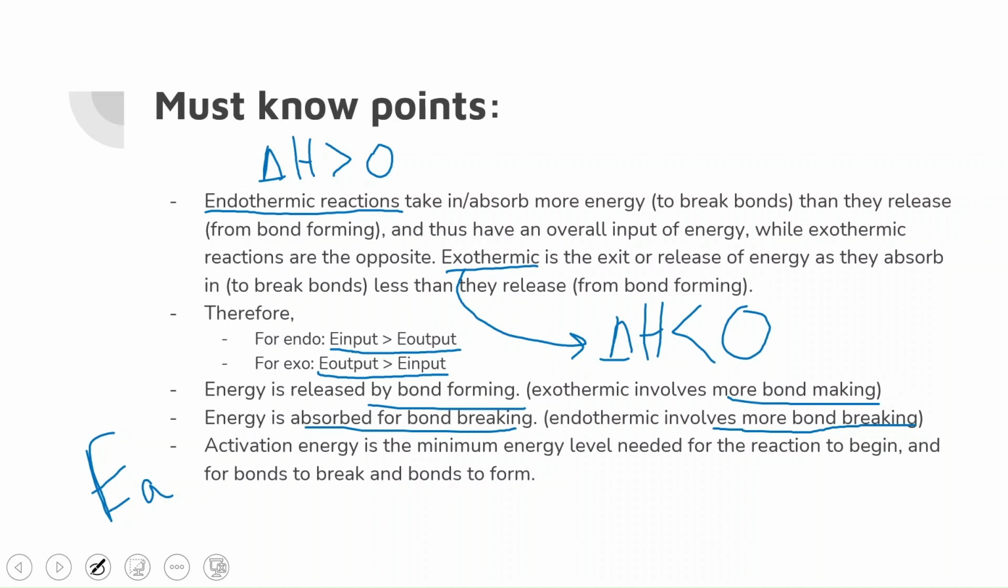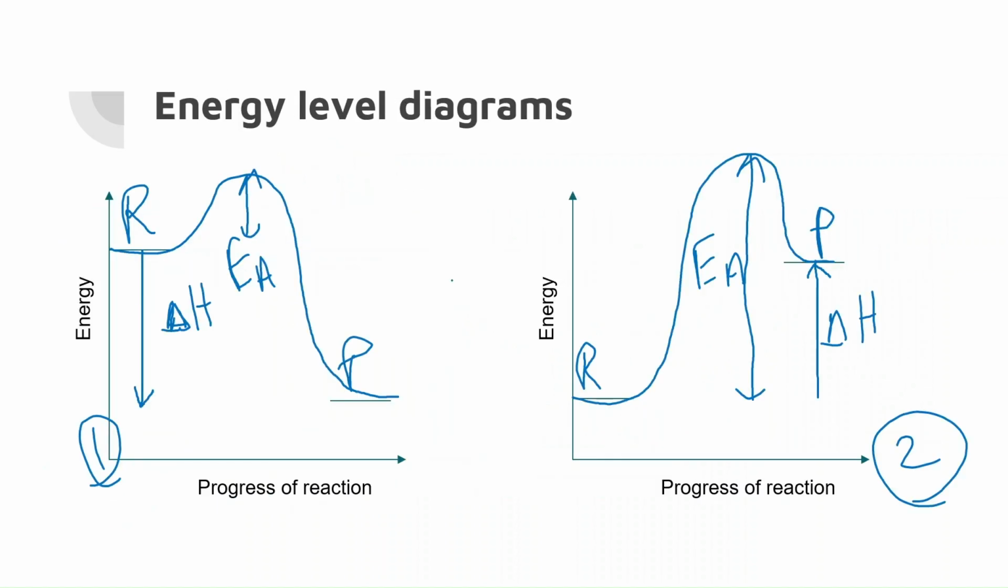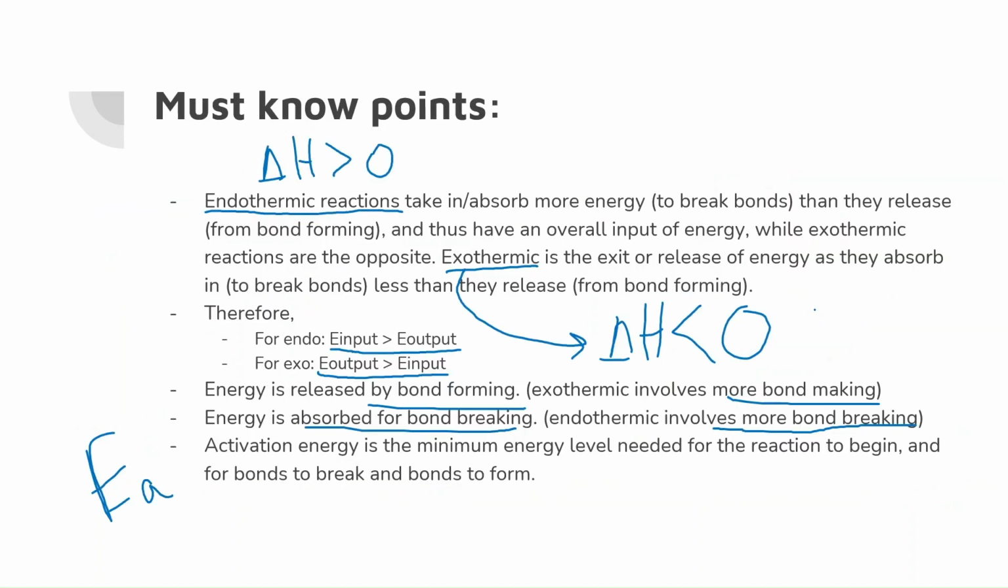and for the bonds to start breaking and for the bonds to start forming. And this idea over here that delta H is positive for endothermic and delta H is negative for exothermic is what I was just discussing over here. For this reaction, graph number one, the products are at a lower energy level than the reactants, which means that this is an exothermic reaction, and that is why the arrow is pointing downwards, because delta H is negative. For the second graph over here, this is an endothermic reaction where the delta H is pointing upwards, meaning that it is a positive value for endothermic. That is the simple fact over there.